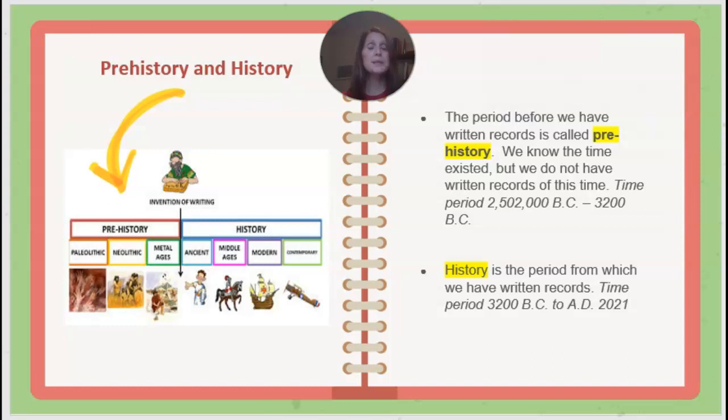Okay, so the period before we have written records is called prehistory. We know the time existed, but we do not have written records of this time. The time period for prehistory is 2,502,000 BC to 3,200 BC. Okay, remember that BC is before Christ. It's the same thing as BCE, before Common Era. And then history is the period from which we have written records. And the time period spans from 3,200 BC to AD 2021 and beyond, obviously, but we haven't gotten past 2021 yet. Okay?